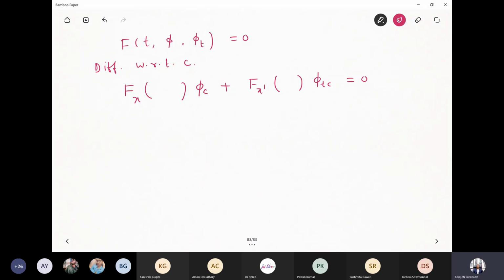So from here, if phi_c is 0, as in the envelope equation, the first term is already 0. Then f_x prime is 0.